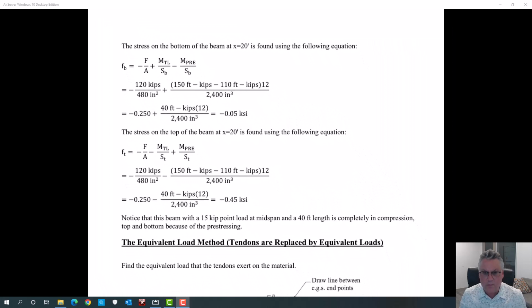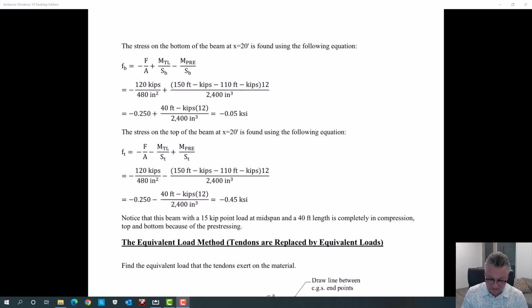The stress on the bottom of the beam always will be negative F over A. You can always start with that all season long here. Bottom stress is going to be tension. So think about how the applied load has got the moment diagram creating tension on the bottom if you draw the tension side moment diagram. So positive total load moment divided by the section modulus to the bottom. And then we're going to subtract the prestressing moment, because the prestressing moment is actually creating tension at the top.